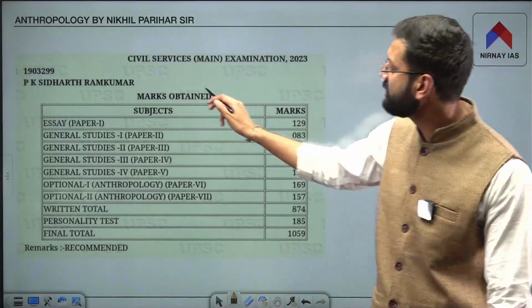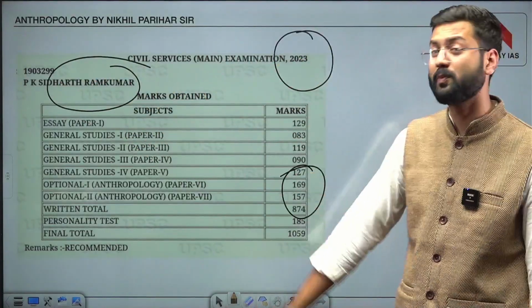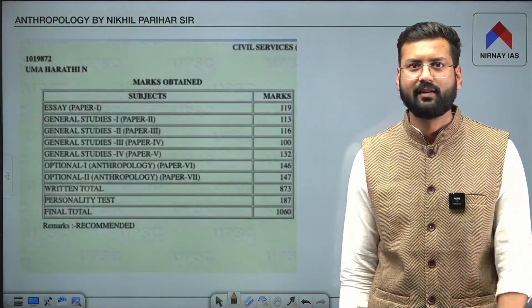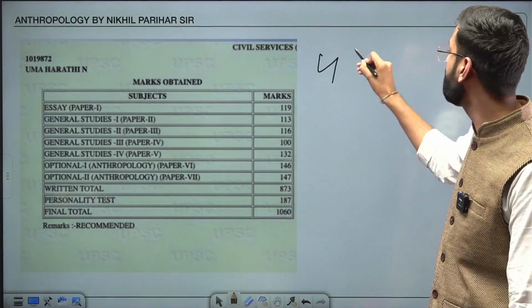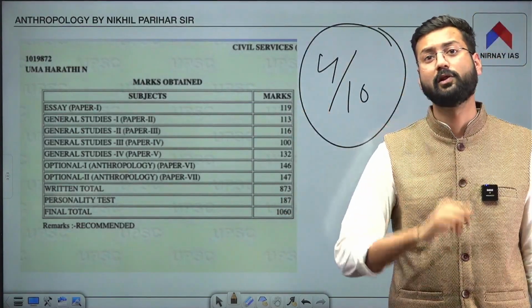We have already seen the example of Siddharth Kumar, who is from 2023 topper, 320 marks in anthropology, all India rank 4. Now this is not just one case. This is the 2022 results. 4 out of the total 10 all India ranks, year 1 to 10, 4 out of them were from anthropology optional.